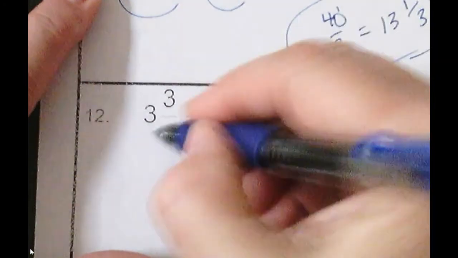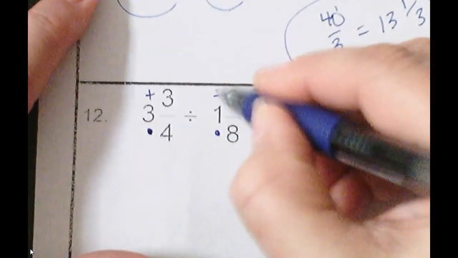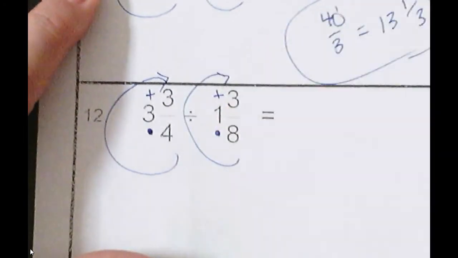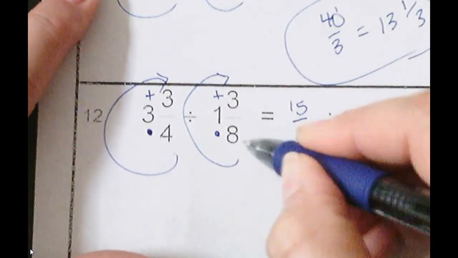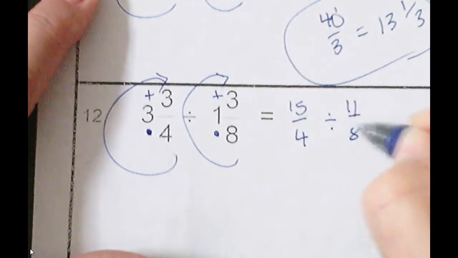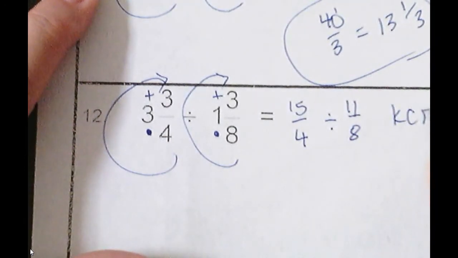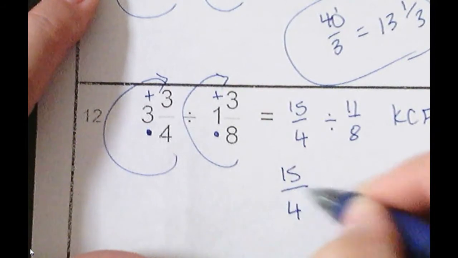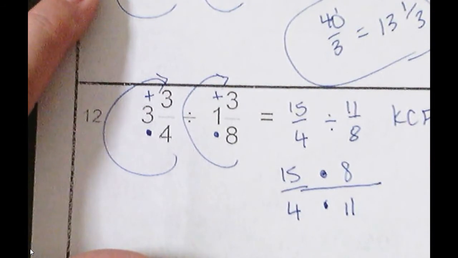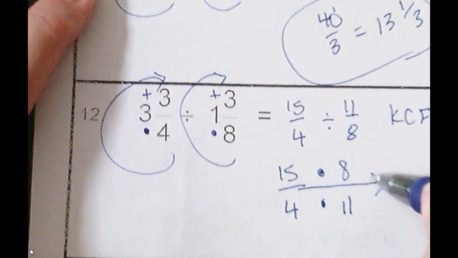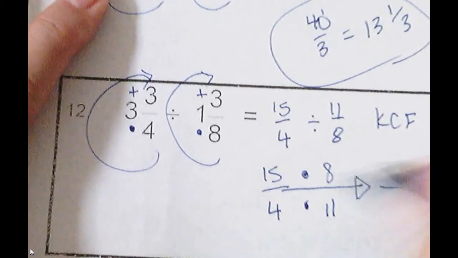Question 12, almost the same. 4 times 3 plus 3, 8 times 1 plus 3, and it goes that way. Do you see what I see? 2 3s. So that's 12, 13, 14, 15. Divide by 8, 9, 10, 11. And it's keep, change, flip. So you would have 15 over 4. Change that to multiply. Put an 8 on top and 11 on bottom. And you're right, it's 3s. So then that would be 5 times 3, but I don't have any 5s and 3s. I'm just going to leave 15.